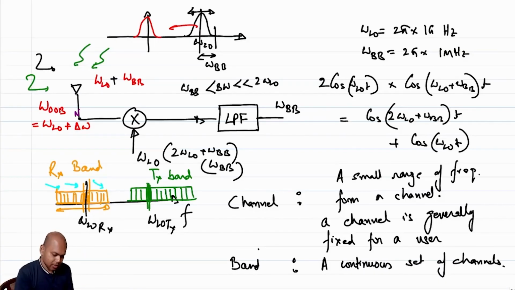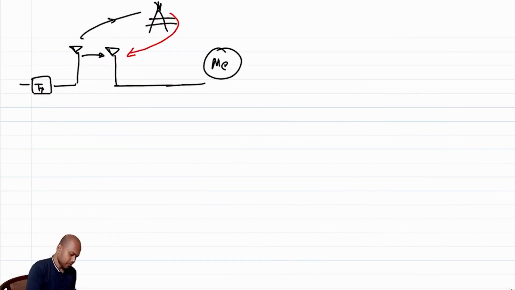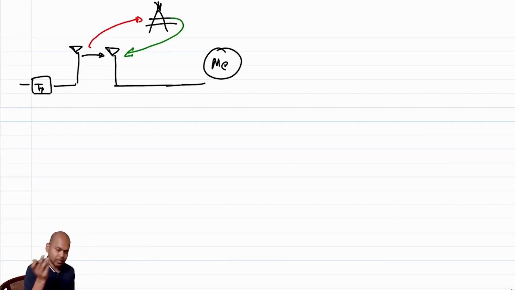So as it turns out, for the signal that I am supposed to receive, maybe I should change the colors, because this one is intended and the other is unintended. This intended signal strength can be as low as minus 100 dBm to minus 90 dBm.